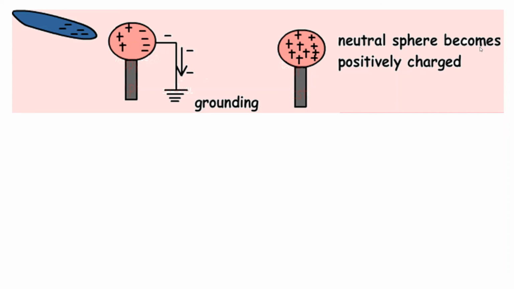Because the metal is made up of delocalized electrons, it is able to make the charges move more freely. So therefore you can ground using a metal wire to remove excess electrons from the sphere, and then that will leave a positively charged sphere on the right hand side.